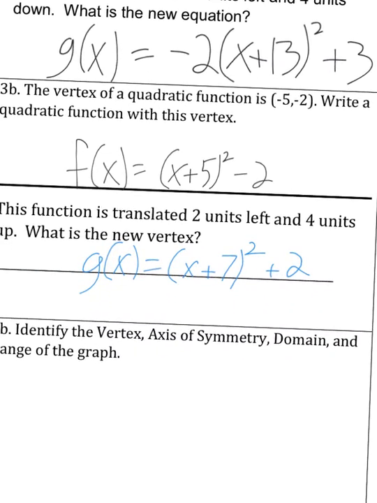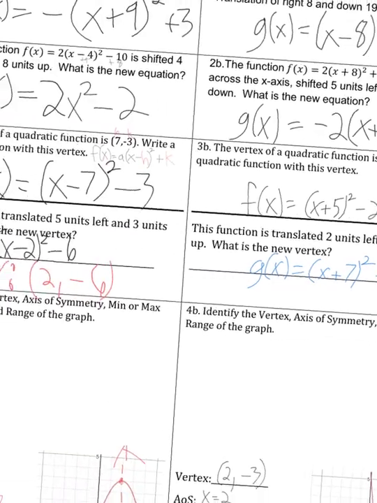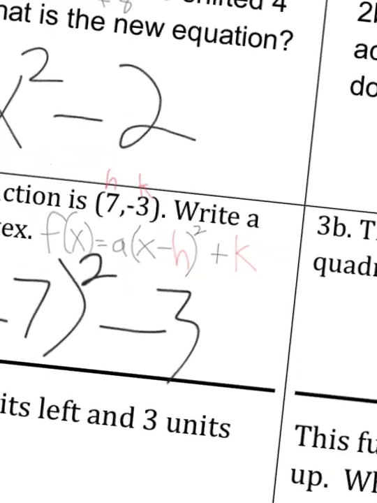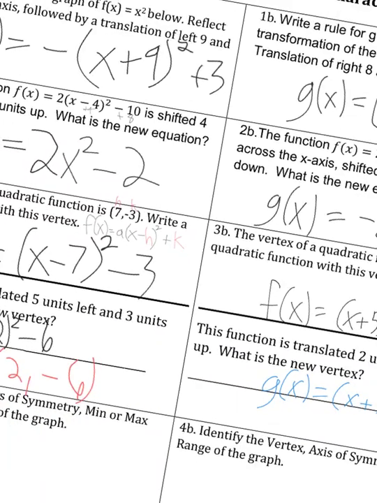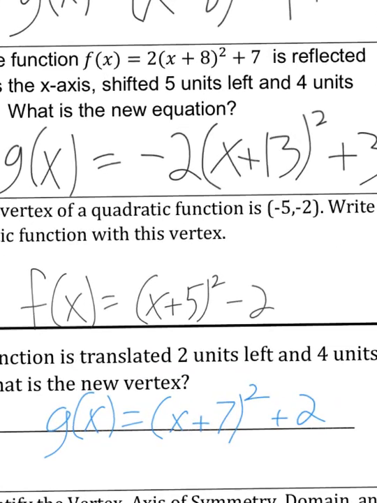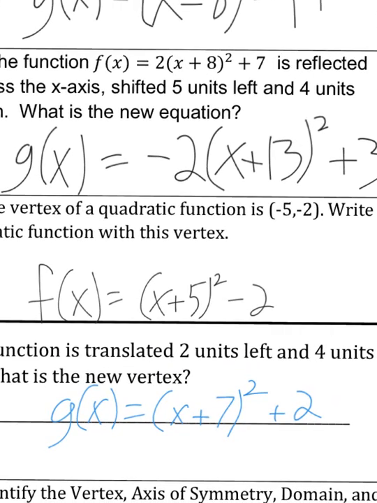3b. The vertex of a quadratic function is negative 5, negative 2. Write the quadratic function with this vertex. So in the earlier one, this was the formula. Plug in everything for h and k, and you just flip the sign for the h basically. x plus 5 squared minus 2.